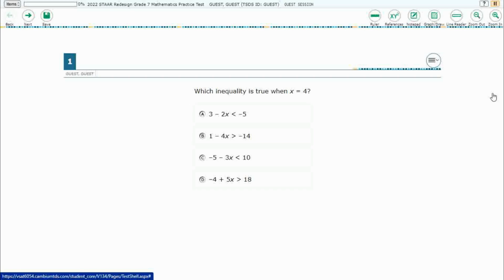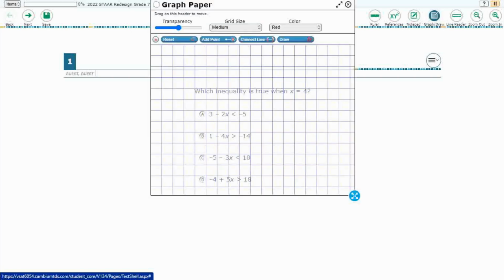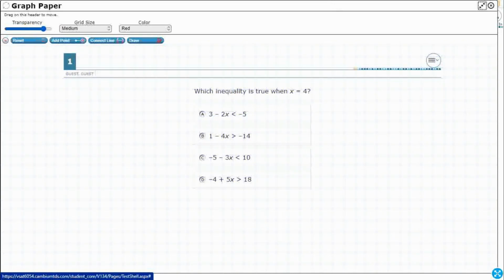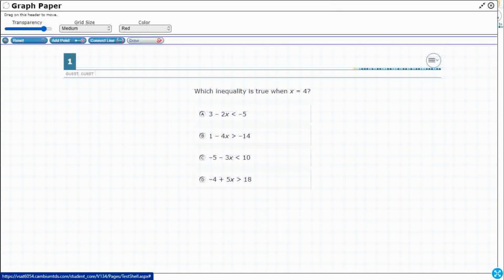So we've got 4 different inequalities here. Simply need to find in which one x equals 4. All right, so we are going to use our graph draw feature, increase the transparency, and let's just start substituting. So let's start with A here.